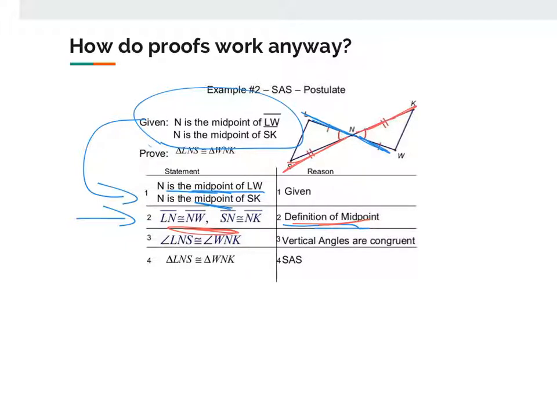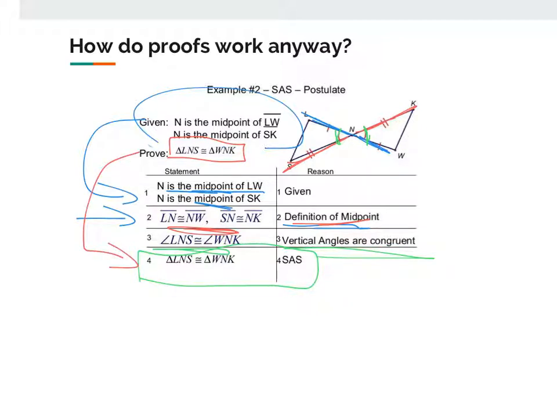Then they say LNS is congruent to WNK. Those two angles are congruent. Why? Because vertical angles are always congruent. So now for my triangle, it's side, angle, side. Okay, so take a look here. What are we trying to prove? You're trying to show that LNS is congruent to WNK. Whatever you're trying to prove needs to be your last statement. And your reason for triangles better be one of those reasons that we talked about on the previous page. So side, side, side; side, angle, side; angle, side, angle; angle, angle, side.